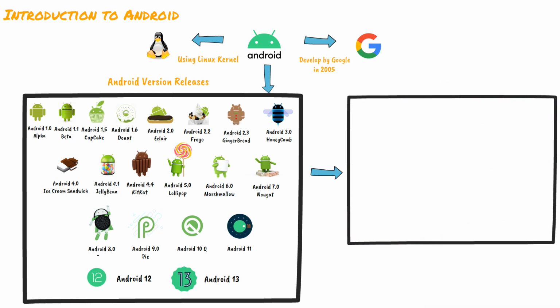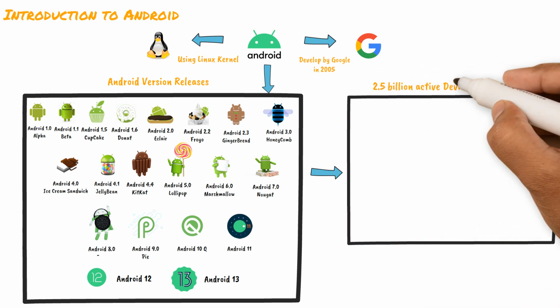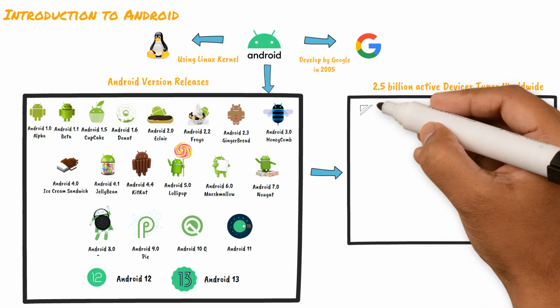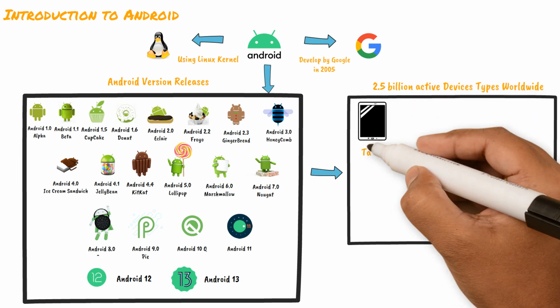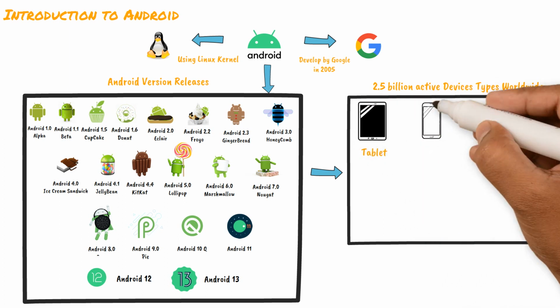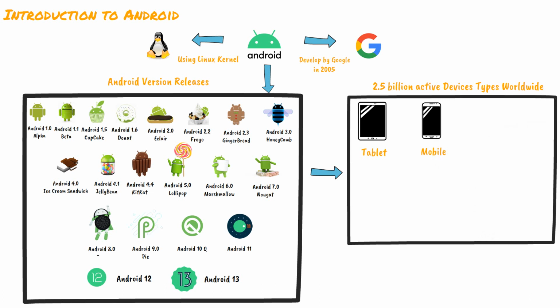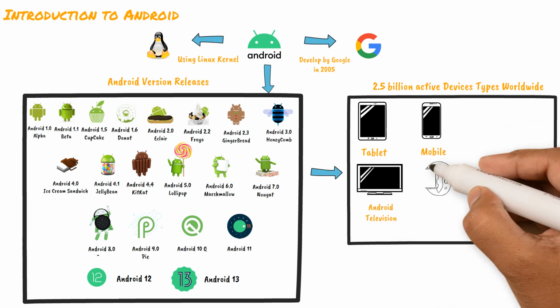Android has come a long way over the years and it's still evolving. There are around 2.5 billion active devices worldwide. Example device types are tablet, mobile, Android television, smartwatch, and Android Auto. That's it for the short summary of Introduction to Android.